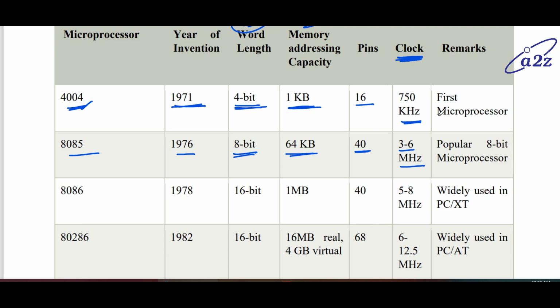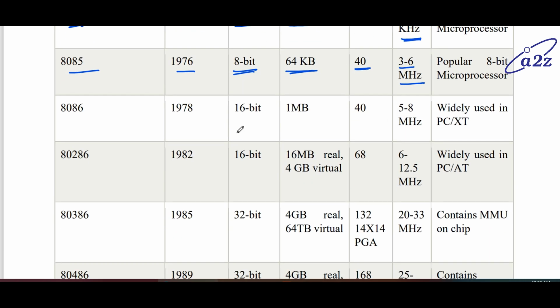Okay. Next is 8086. This was developed in 1978. It's a 16-bit processor. The memory can be up to 1 MB, 1 megabyte. The RAM, 1 MB RAM. Okay, 40 pin, 5 to 8 megahertz. Next is 80286. It was developed in 82. It is also 16-bit.